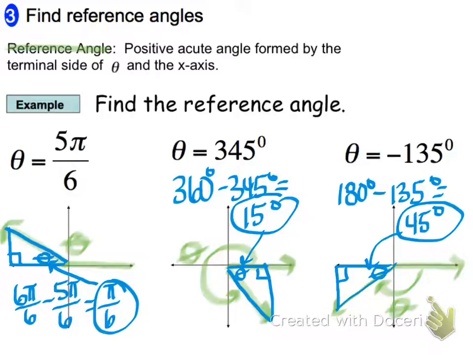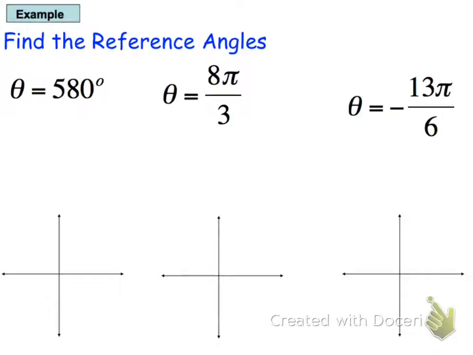Let's try a few more. The next one is 580 degrees. Now 580 degrees is more than one time around the circle. So let's start by finding its coterminal angle. I'm going to take 580 degrees and subtract 360. When I do that, I get a total of 220 degrees.